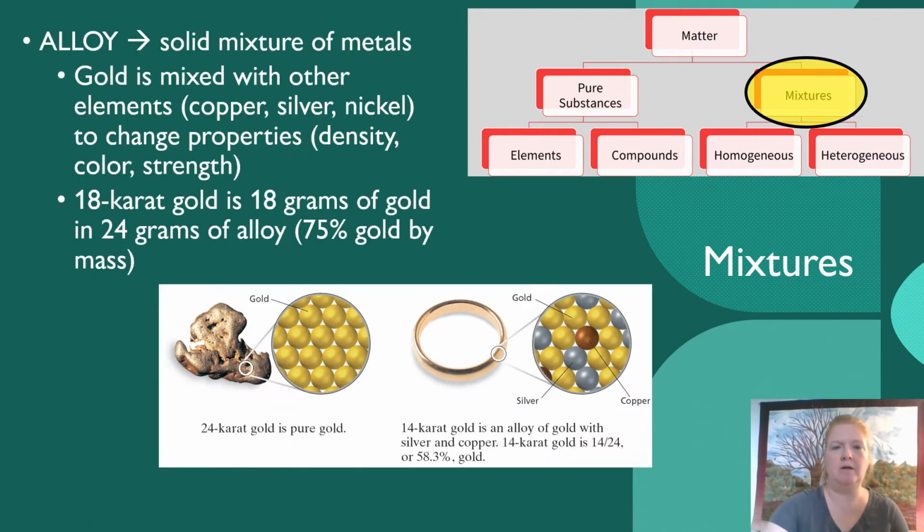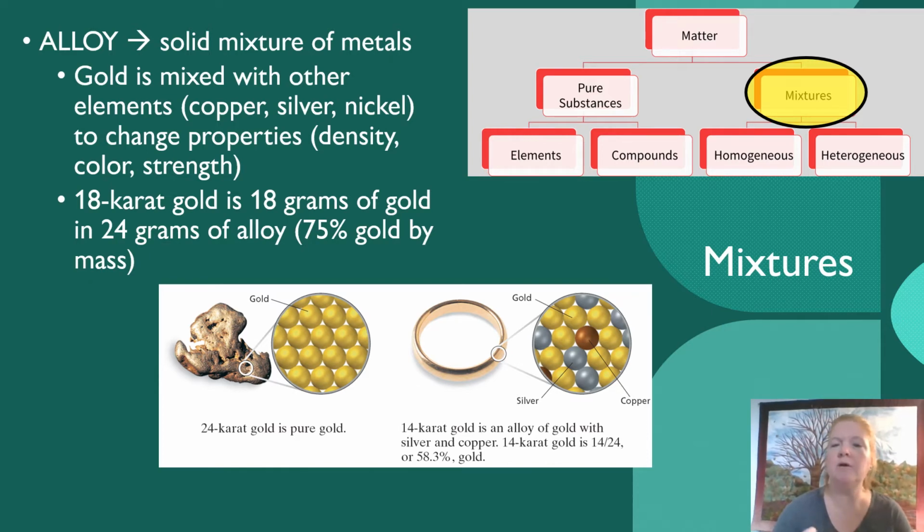All right. So an alloy is a mixture. It's a mixture of metals, and usually it's a solid, although we can have it as a liquid. So often gold is mixed with other elements like copper, silver, and nickel to change its properties. So add some strength, change the color, change the density, to change the properties.